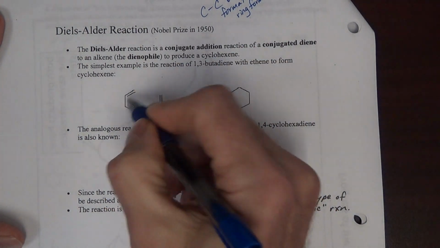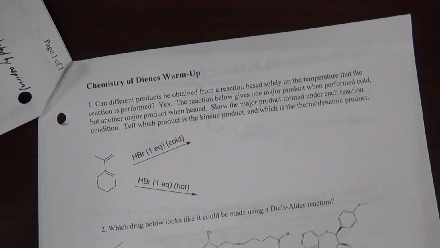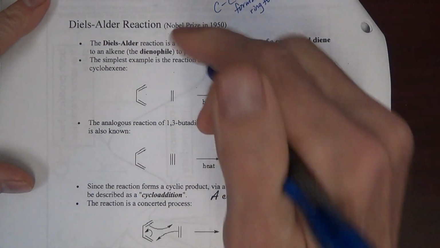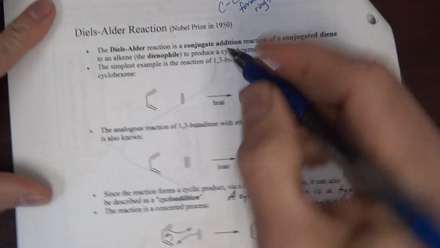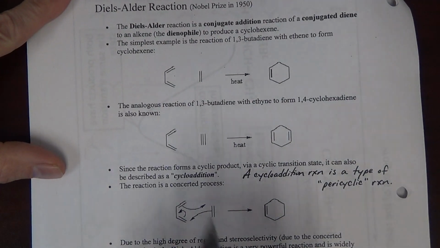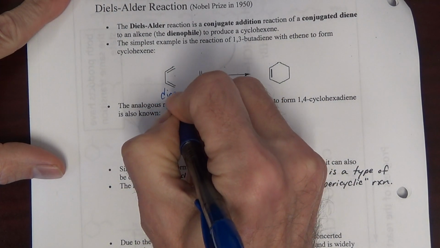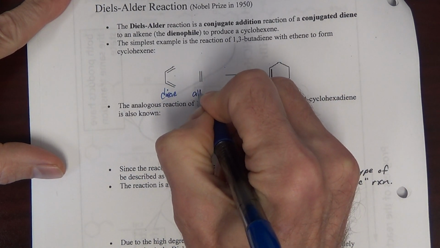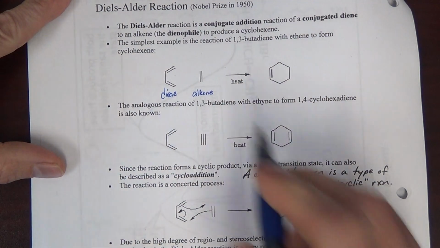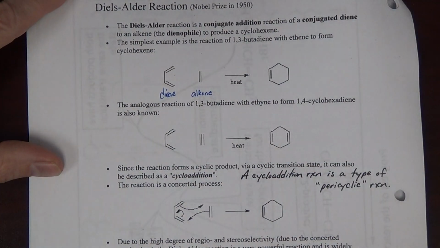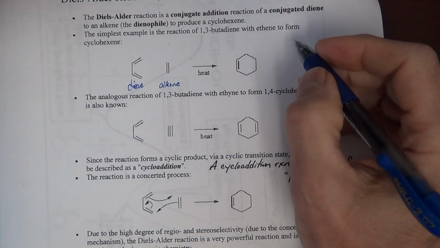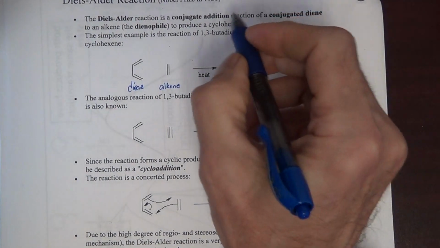Now this is a diene type reaction. It is included in the chemistry of dienes handout. What we have here is you have to have a diene, and the diene can react with an ene. This would be a diene, and this would be just an alkene, a single ene, a monoene. These will react together to give a cyclohexene.